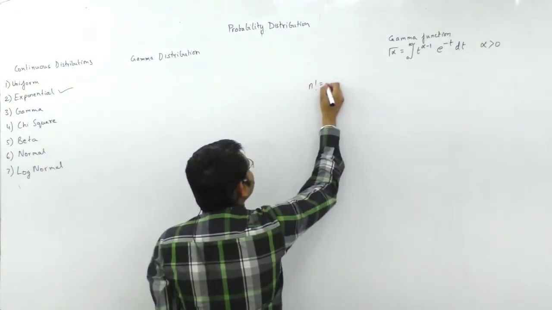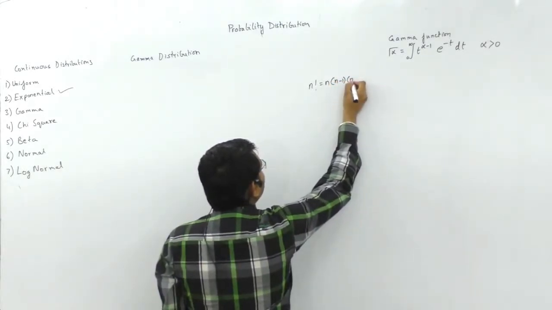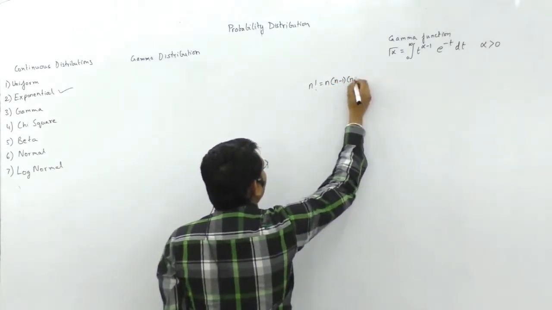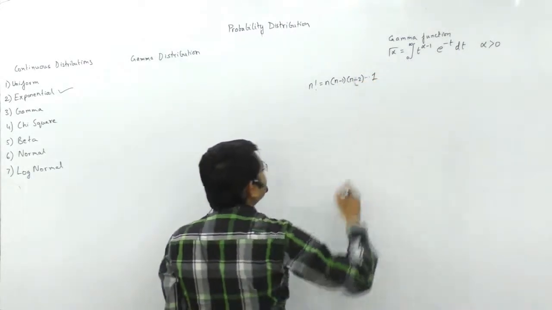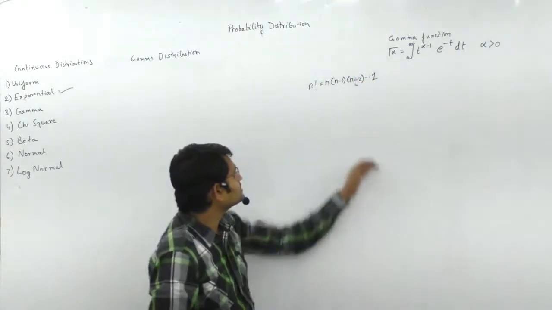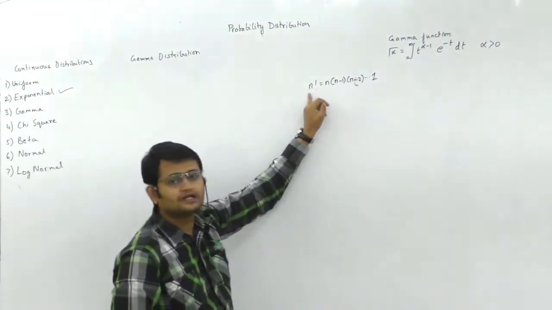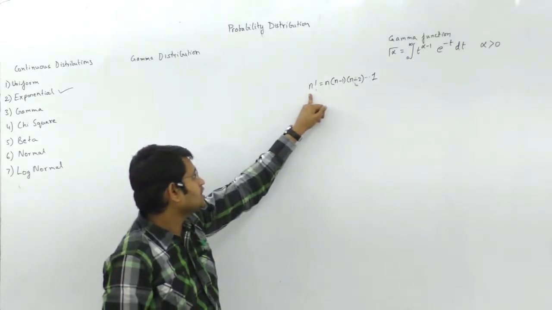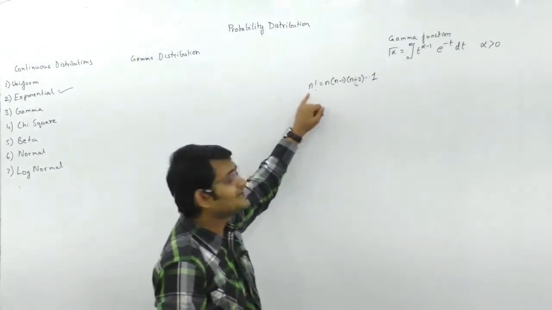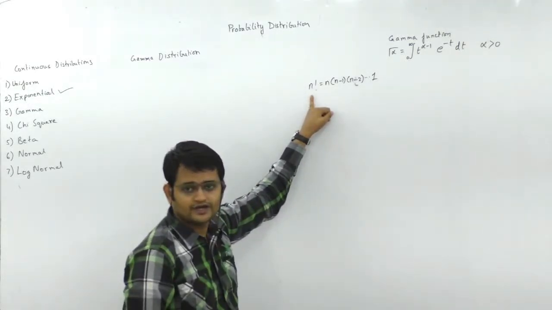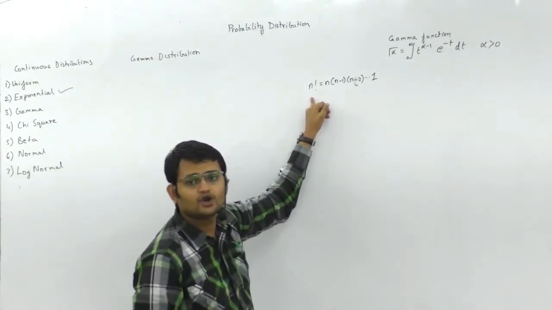N factorial is nothing but the multiplication of n into n minus 1 into n minus 2, till the last we get 1. So you can say it is nothing but the multiplication of all natural numbers up to this value n. Now the limitation of this factorial function was that n can only be a positive integer. What happens if I need to find values that are not integers?